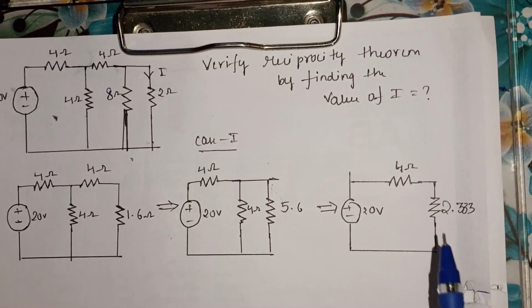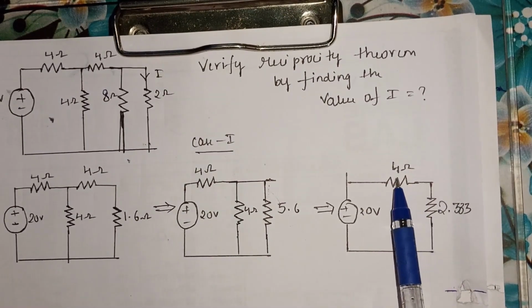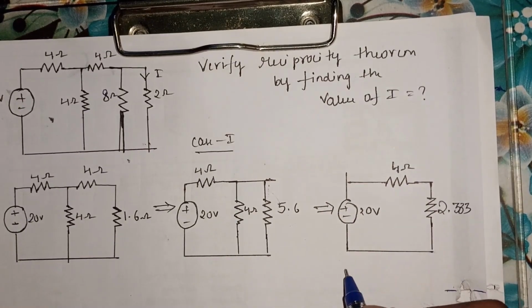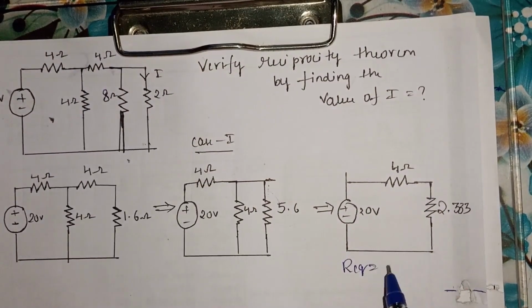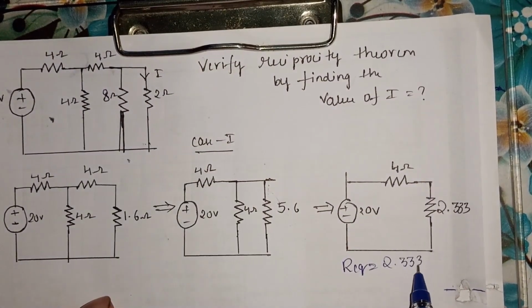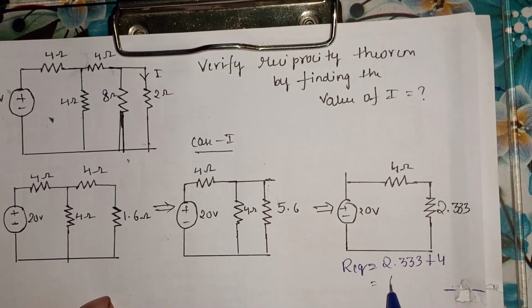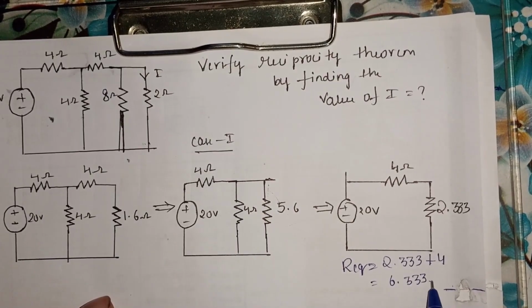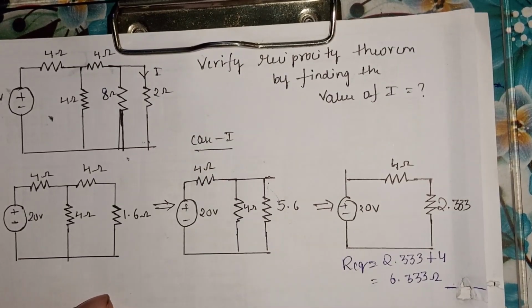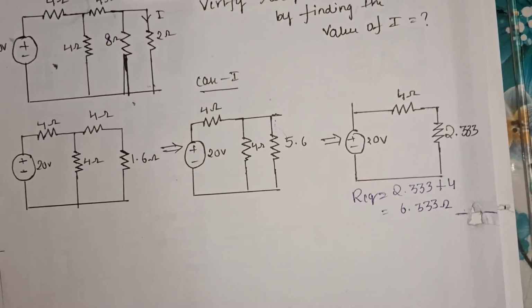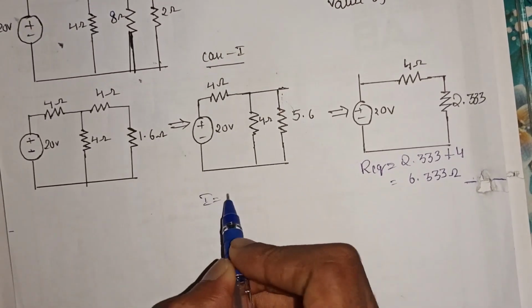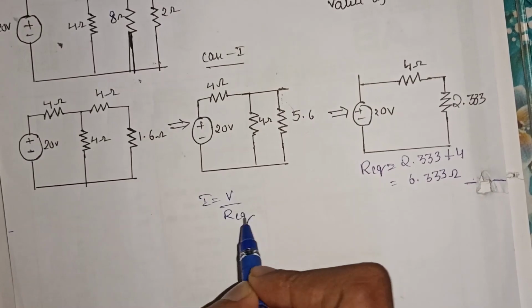And here we can see that this 2.33 ohm resistance is in series with the 4 ohm resistance. Thereby you get the equivalent resistance of this whole network as R equivalent, 2.33 plus 4, which is 6.33 ohm. Since we have calculated the value of R equivalent, we have to calculate the value of current I. For that we can simply use Ohm's law, which is given by I is equal to V divided by R equivalent.